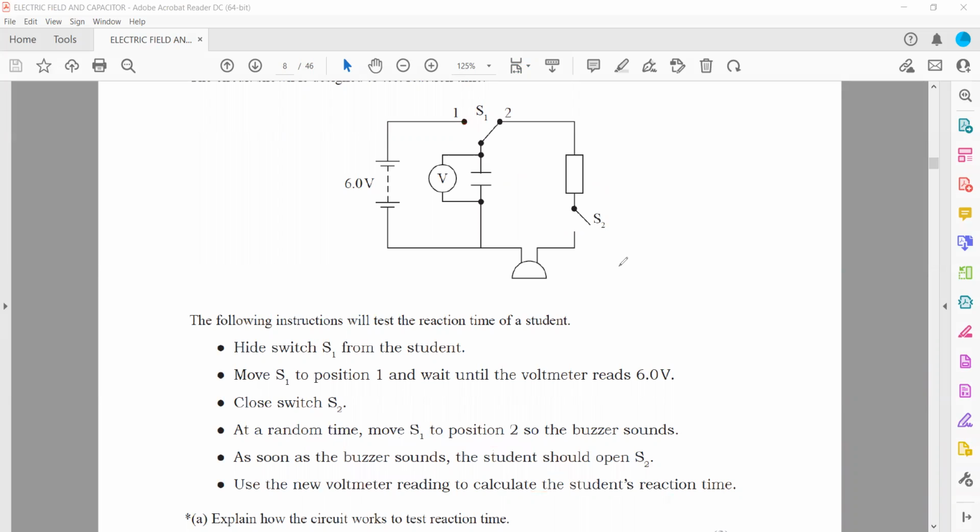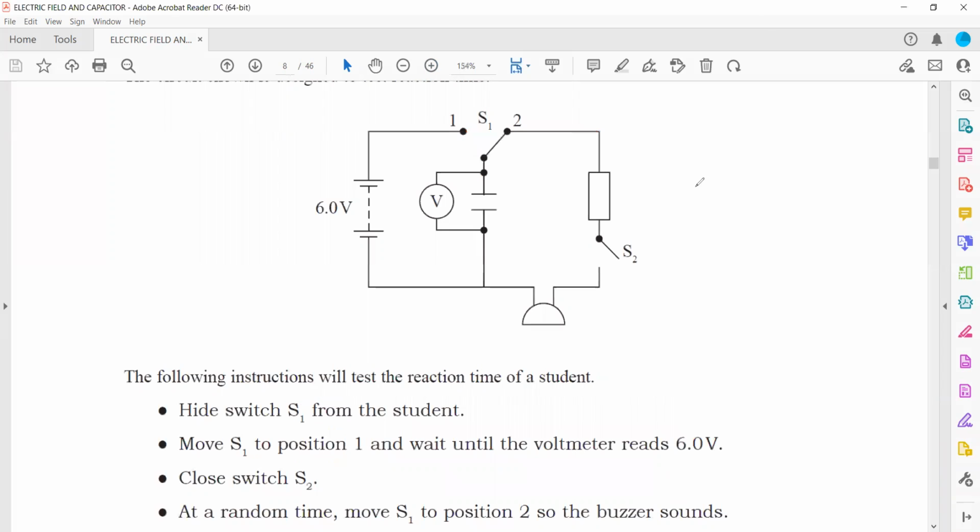How will we calculate the reaction time? We'll use the formula V equals V naught e raised to the power minus T over RC. V naught is the maximum voltage, which is 6 here. V is the voltage when we close S2 and the capacitor is discharging, and the student opens S2. It is the voltage left across the capacitor.